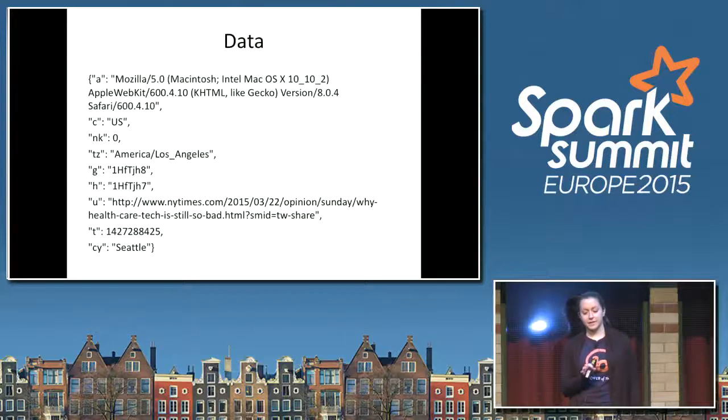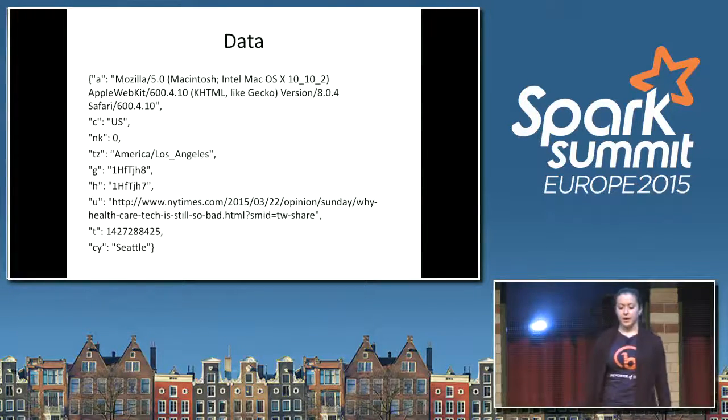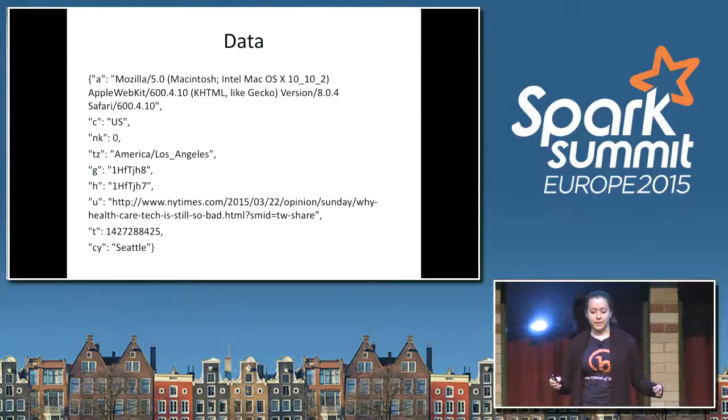Just for context, this is what a piece of our data looks like. Every time you click on a bit.ly link, it generates a line of JSON. It contains information like the browser user agent, the country, time zone. We give it a global hash and a user hash, username if the person is logged into bit.ly, the long URL. So it's from the New York Times. Okay.